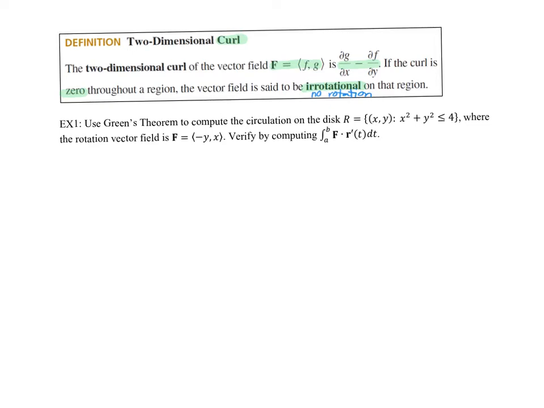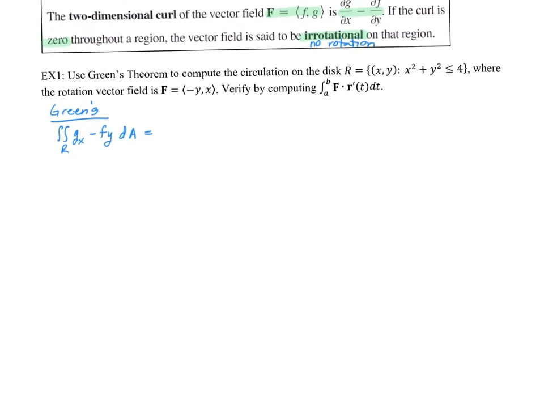So we're going to compute the circulation by using Green's theorem. And we're also going to verify by using the line integrals from the previous section. So let me first use Green's theorem. Green's theorem says we're going to compute the double integral over the region, g with respect to x minus f with respect to y, dA. I'm just going to go across here.